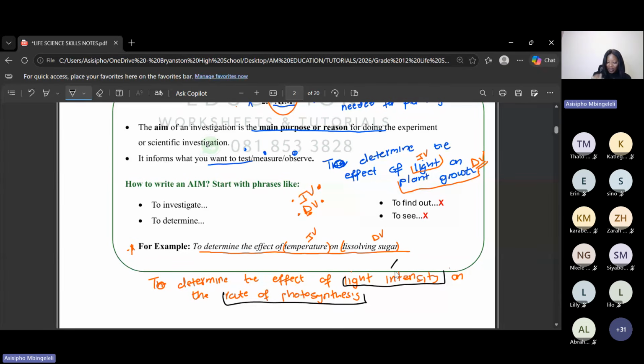100%. Independent variable is the light intensity, dependent is the rate of photosynthesis, not just photosynthesis. Lovely. Thank you so much for that. I was very intentional about writing this aim because I wanted to make sure that we understand the factor in question. The independent variable is not just light, it is the intensity of light. It's that whole thing, intensity of light, right? And then the dependent variable is the rate of photosynthesis, not just photosynthesis, not just rate.